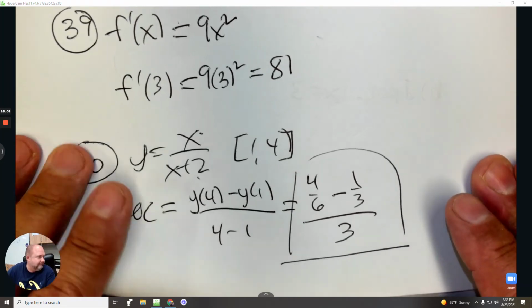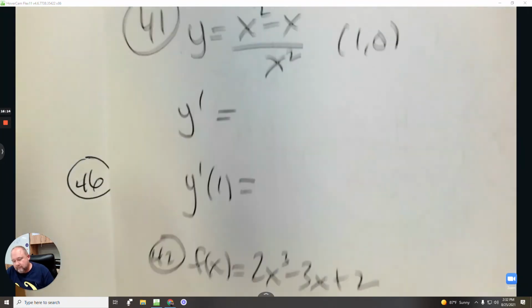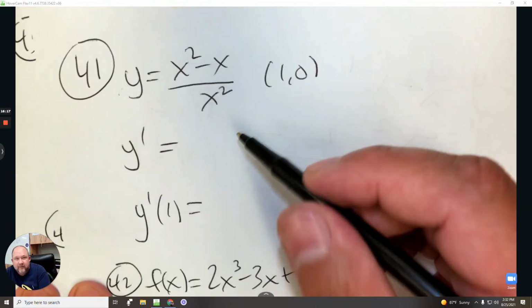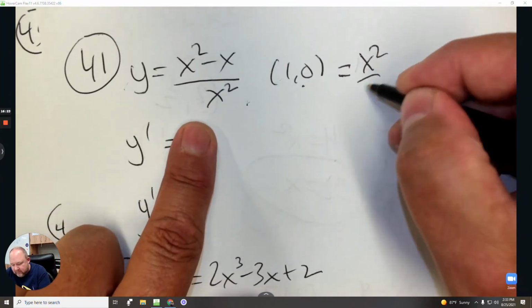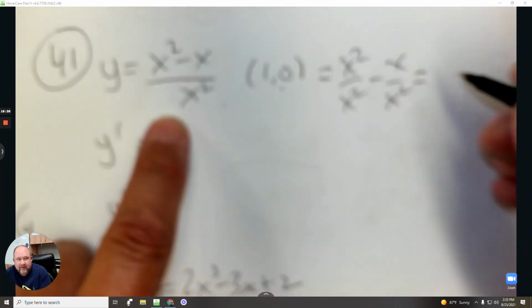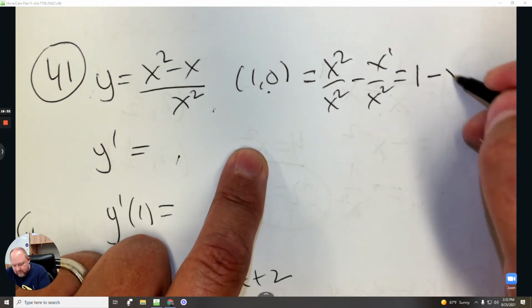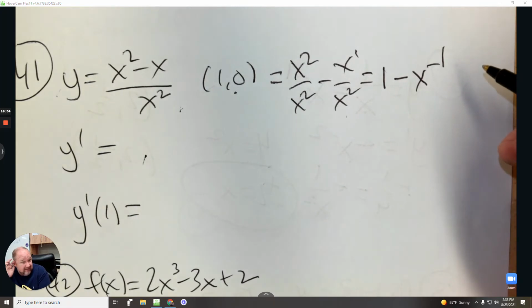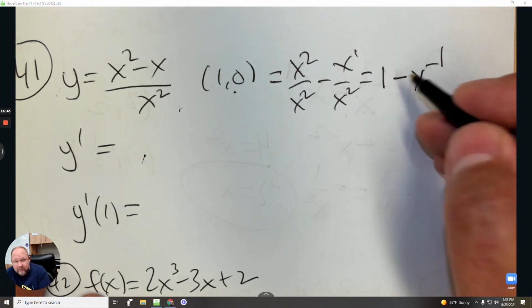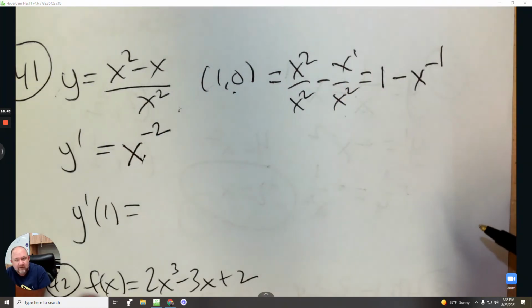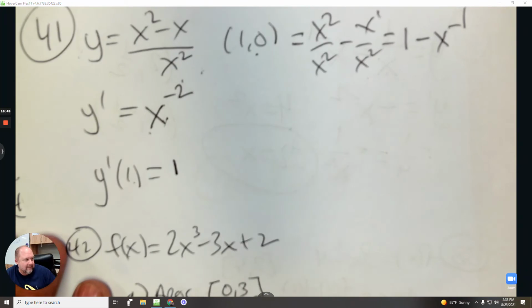Number 41. To find the rate of change at a point is a derivative. In order to do this, I need to write this as 2 fractions and then simplify it. So x squared divided by x squared, and then subtract, and you get 1 subtract x to the negative 1. Take the derivative. The derivative of 1 is 0. So a negative times a negative is positive x to the negative 2. And then the derivative at 1, 1 to any exponent is 1, and the answer to 41 is 1.